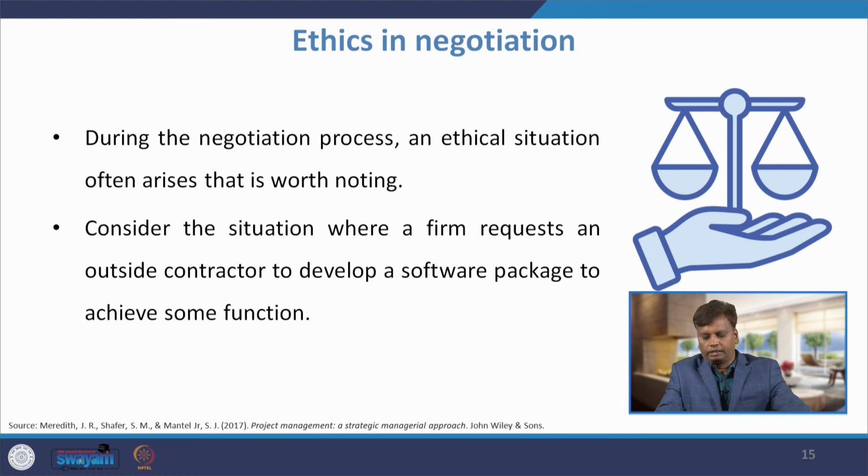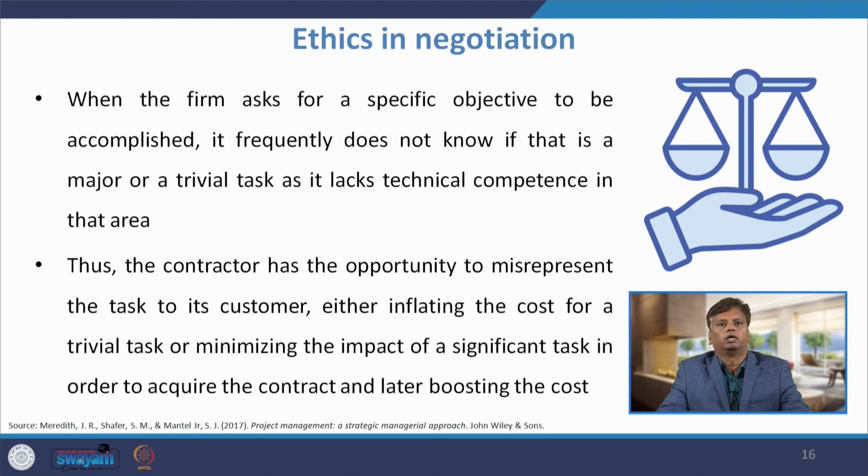Another point is ethics in negotiation. It is very important when you go for negotiation. During the negotiation process, an ethical situation often arises that is worth noting. Consider the situation where a firm requests an outside contractor to develop a software package to achieve some function. When the firm asks for a specific objective to be accomplished, it frequently does not know if that is a major or a trivial task as it lacks technical competence in that area.